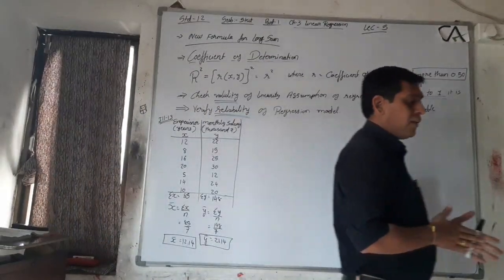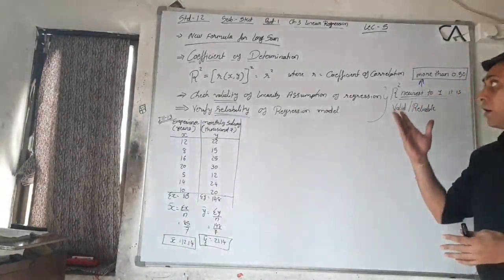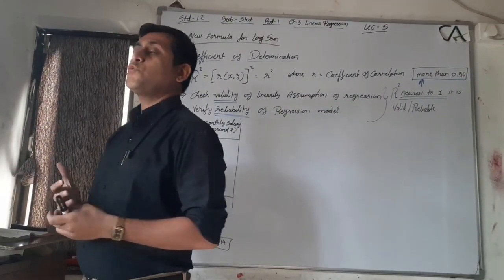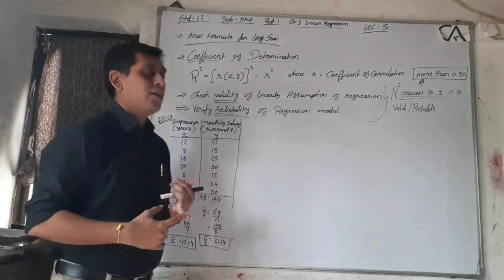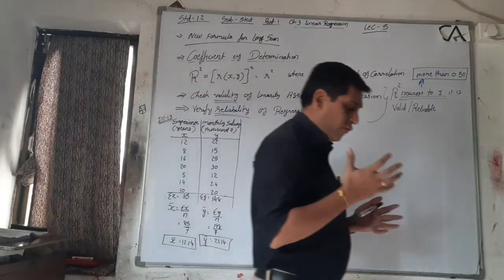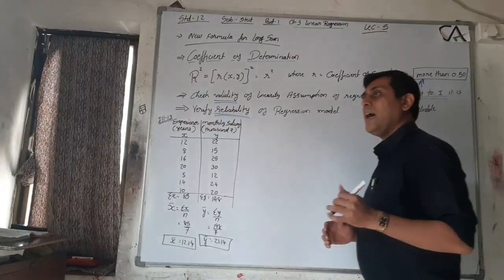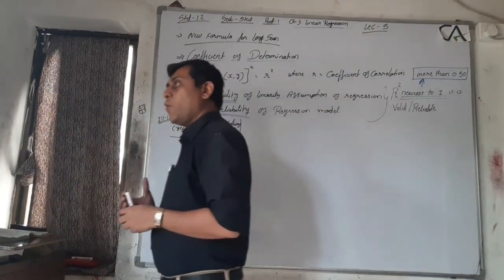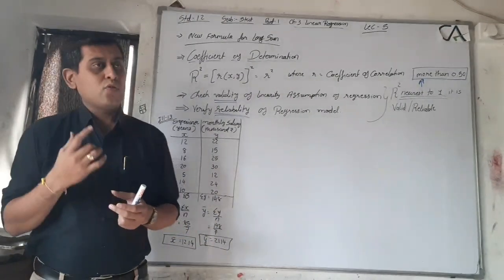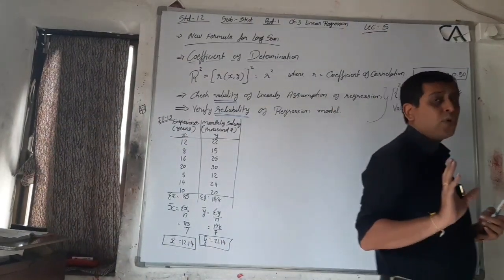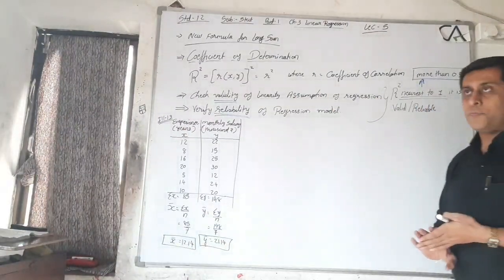Myself Dipesh, I am taking your standard 12 statistics part 1 chapter 3 linear regression lecture number 5. First of all, we will discuss the last lecture's homework. What is the homework? I gave you exercise 3.2 in full. I hope you all completed your homework.